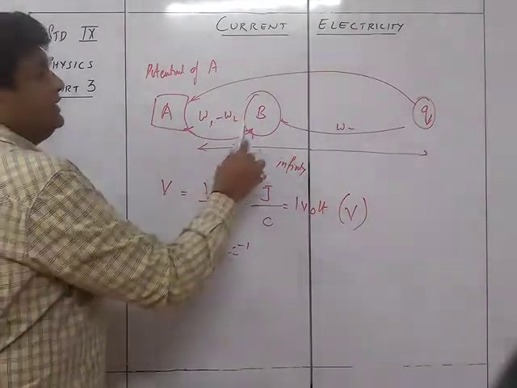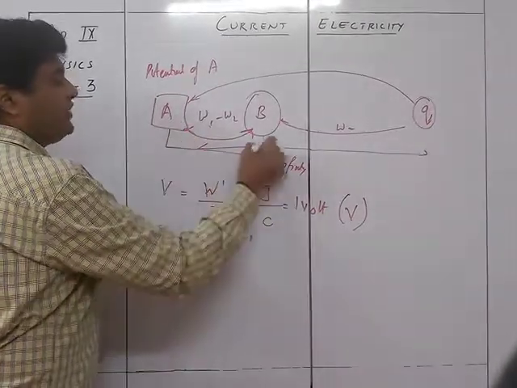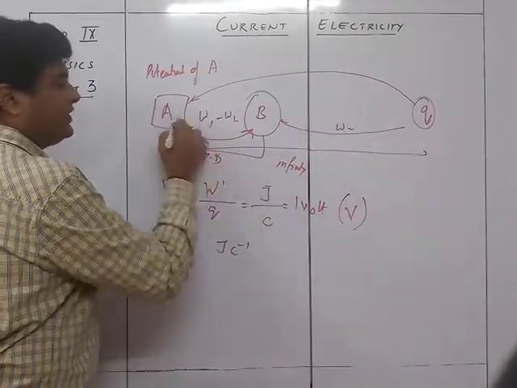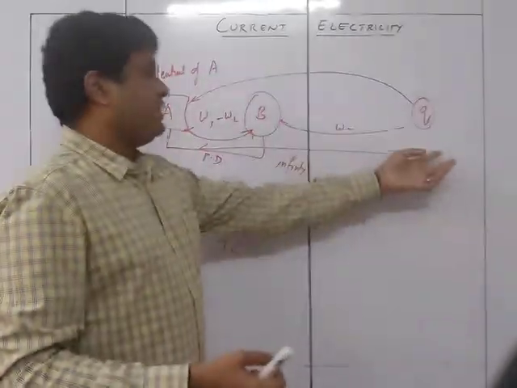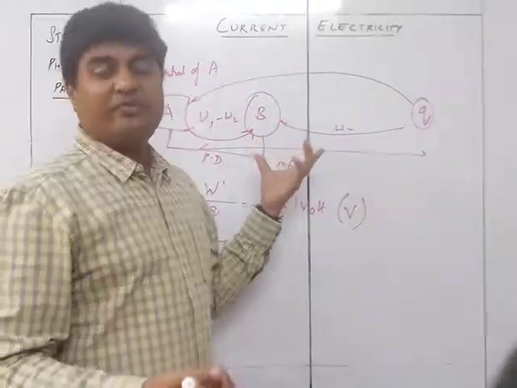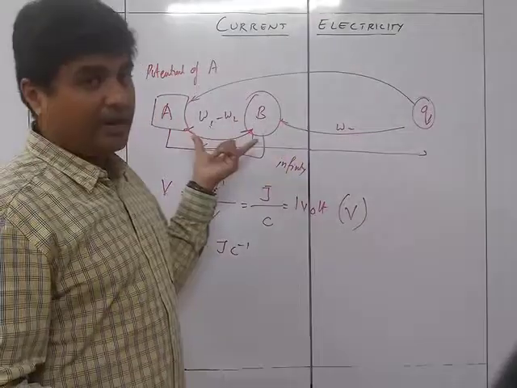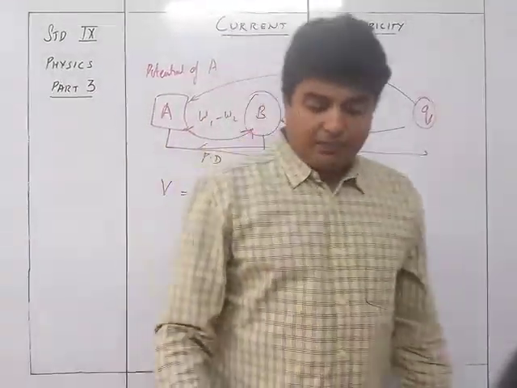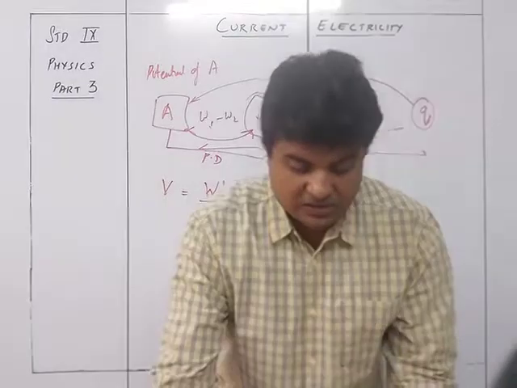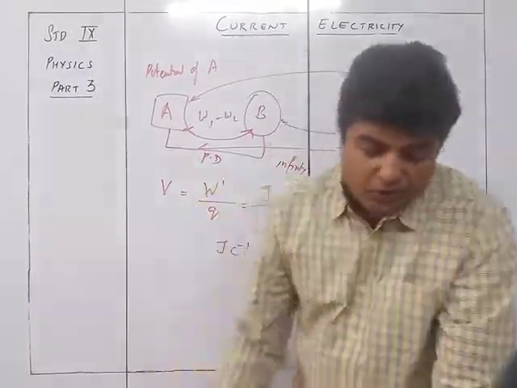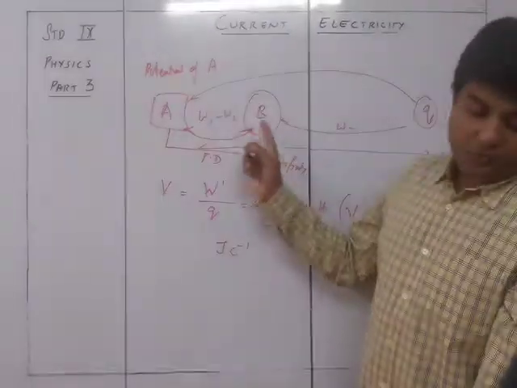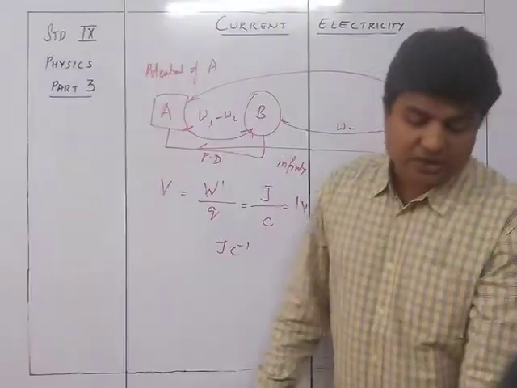So we can see that this is the potential difference between A and B. That is, the work done in bringing a unit charge from infinity to here and from infinity to there; the difference of those two is nothing but the potential difference between A and B. So we see that the potential difference between two conductors is equal to the work done in transferring a unit positive charge from one conductor to another conductor.